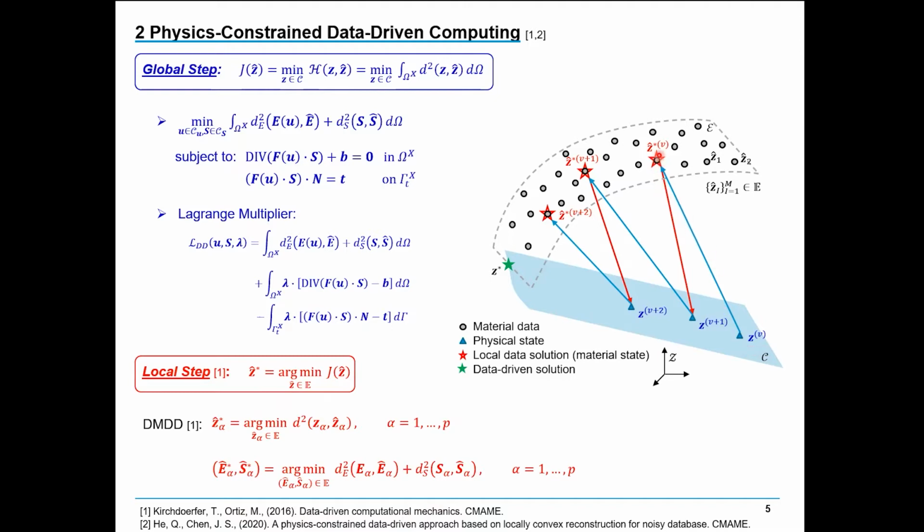And in the local step, the distance minimization data-driven framework finds the material state from the original material database that is closest to the physical state from the global step. And alpha here denotes the index of integration point. And here the direct searching of the optimal material data from the material database can result in undesirable solutions, especially when the material database contains noise and outliers. And so in this data-driven framework, the global and local step iterations are performed at all integration points until convergence.